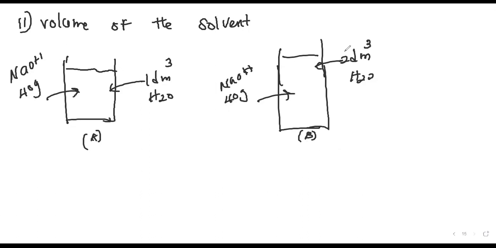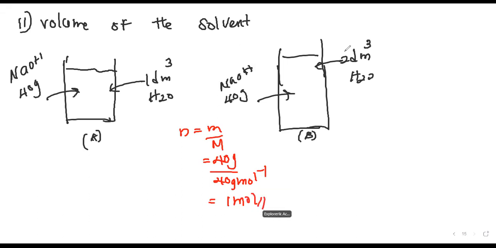First, let's calculate the number of moles of sodium hydroxide found in 40 grams. n equals m over M. Given mass of sodium hydroxide is 40 grams, molar mass of sodium hydroxide is 40 g mol^-1. So simply you can understand that in 40 grams, 1 mole of sodium hydroxide is there. Then go for the calculation: concentration is number of moles over volume.